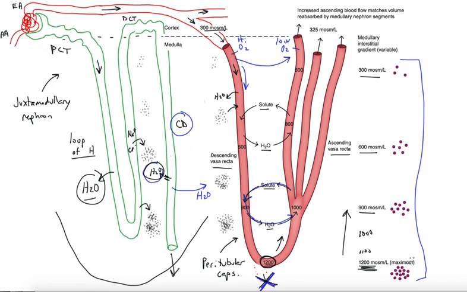Okay? Now, last thing I'll say is the magnitude of this gradient varies depending upon need, essentially. And need is determined by how well hydrated you are. So if you're very well hydrated, the flow through these vasa recta will be higher and you'll have more washout. In other words, this gradient gets washed out a little bit more. But you don't need a big gradient if you're super well hydrated. In other words, you don't need to conserve a lot of water over here at the collecting duct.